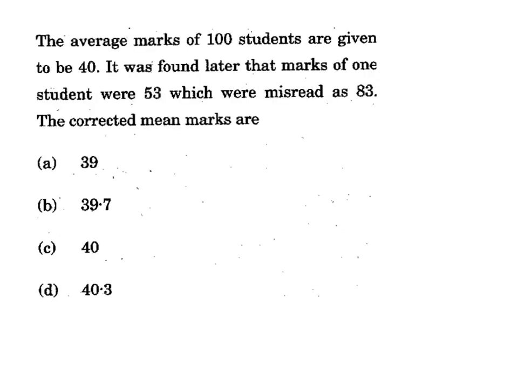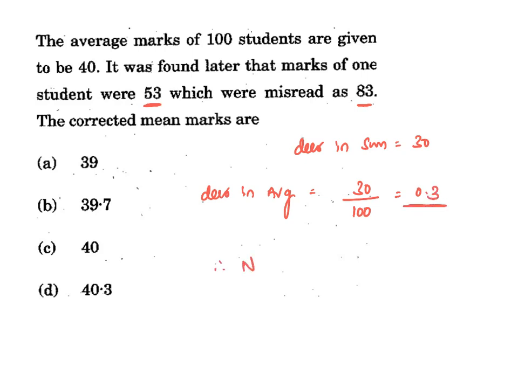The average marks of 100 students are given to be 40. It was found later that the marks of 1 student were 53, which were misread as 83. So actually it was 53, but you are reading it as 83. Look at the decrease in the sum. So I can say the decrease in sum is 30. So the decrease in average is equal to 30 by the number of observations, 100, which means the average decreases by 0.3. So the new average is, it was 40, so subtract 0.3, it becomes 39.7.